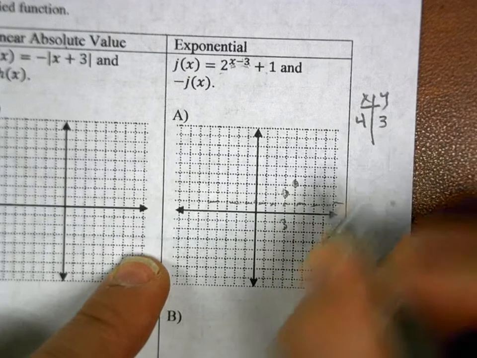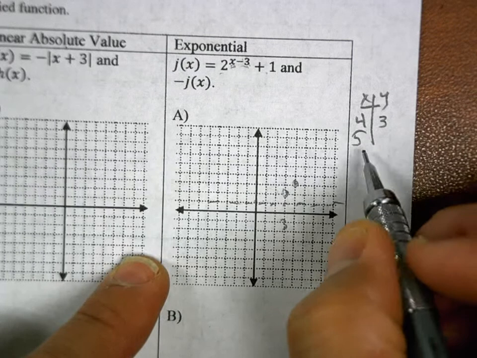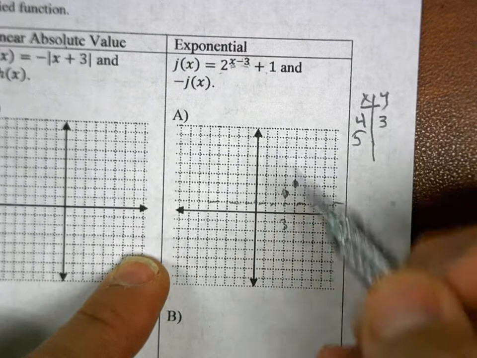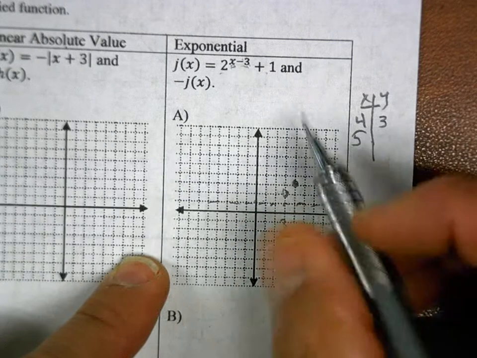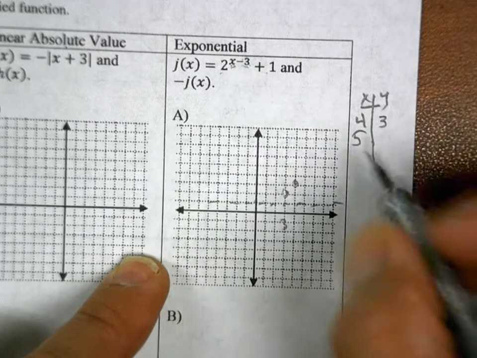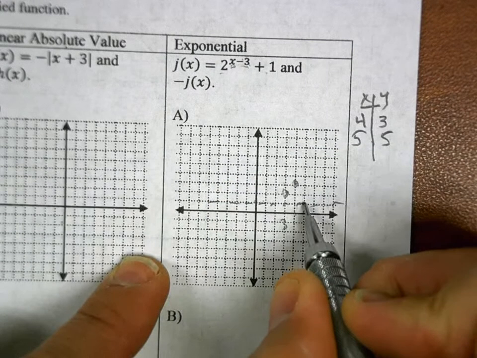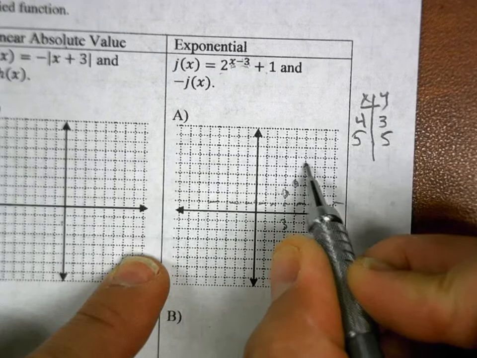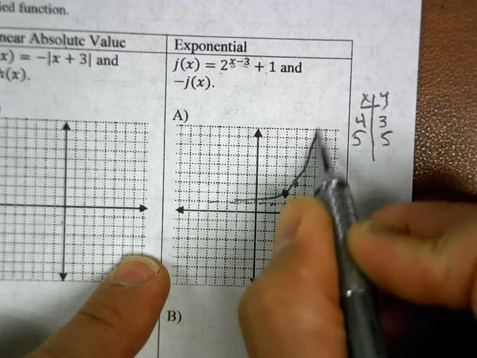We should pick another one. Let's pick 5. Plug in 5 and tell me what you get. You actually get 5. 5 minus 3 is 2. 2 squared is 4. 4 plus 1 is 5. So plot 5 comma 5. There we go. And we know our graph in general looks like that.